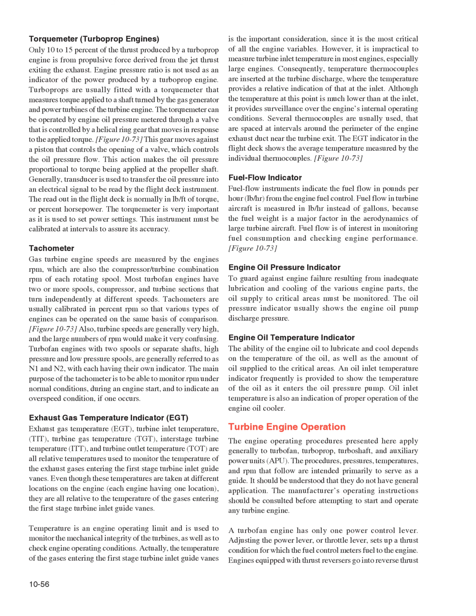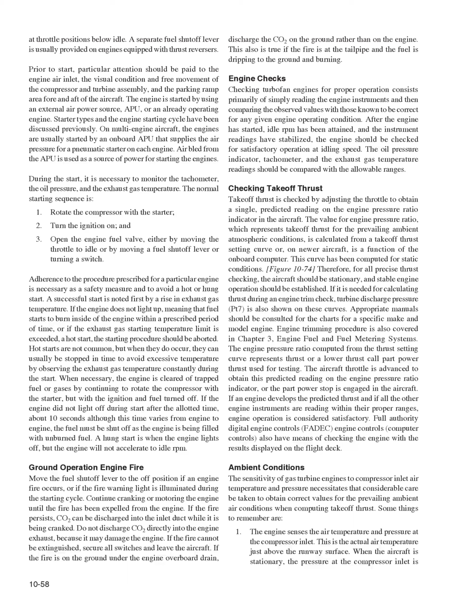A turbofan engine has only one power control lever. Adjusting the power lever, or throttle lever, sets up a thrust condition for which the fuel control meters fuel to the engine. Engines equipped with thrust reversers go into reverse thrust at throttle positions below idle. A separate fuel shutoff lever is usually provided on engines equipped with thrust reversers.